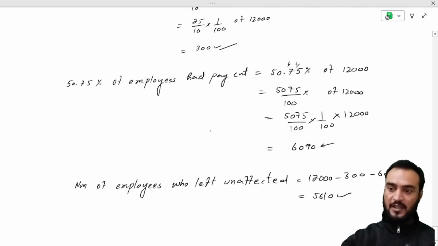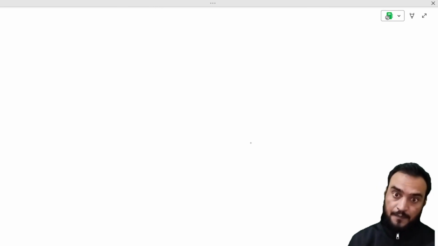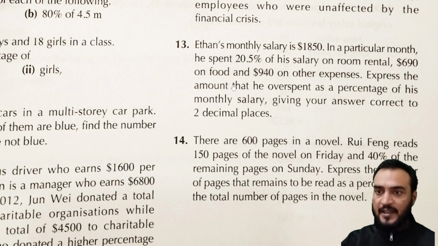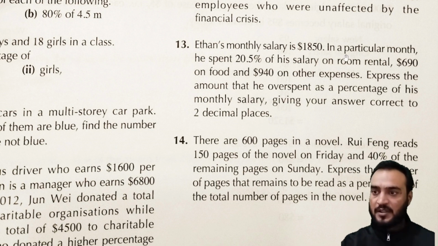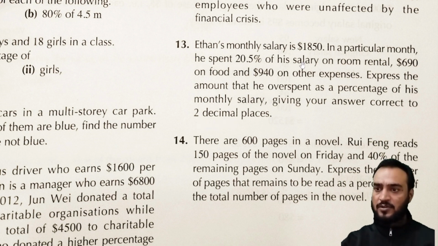So now let us solve question number 13. Question number 13 is: Ethan's monthly salary is $18,550 in a particular month. He spends 20.5% of his salary on a room rental, $690 on food, and $940 on other expenses. Express the amount of overspend as a percentage of his monthly salary, giving your answer correct to two decimal places.